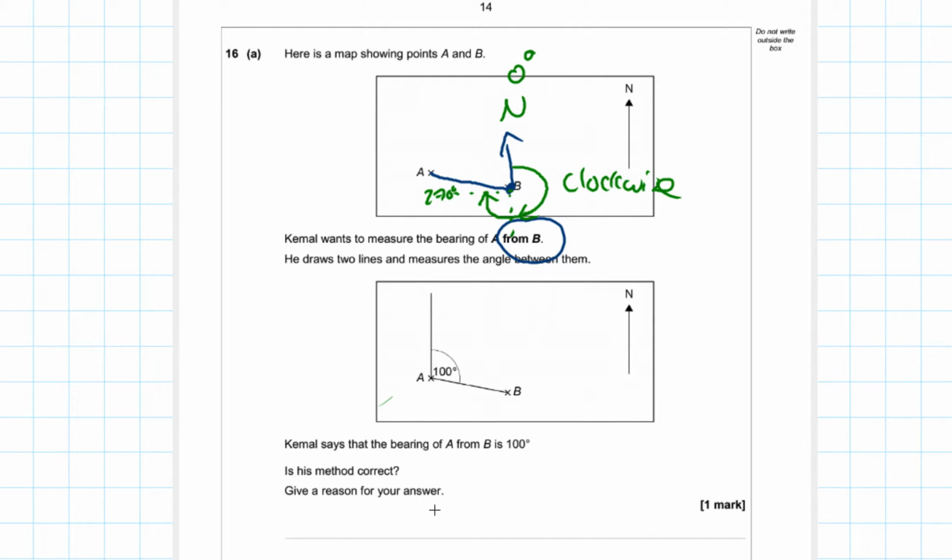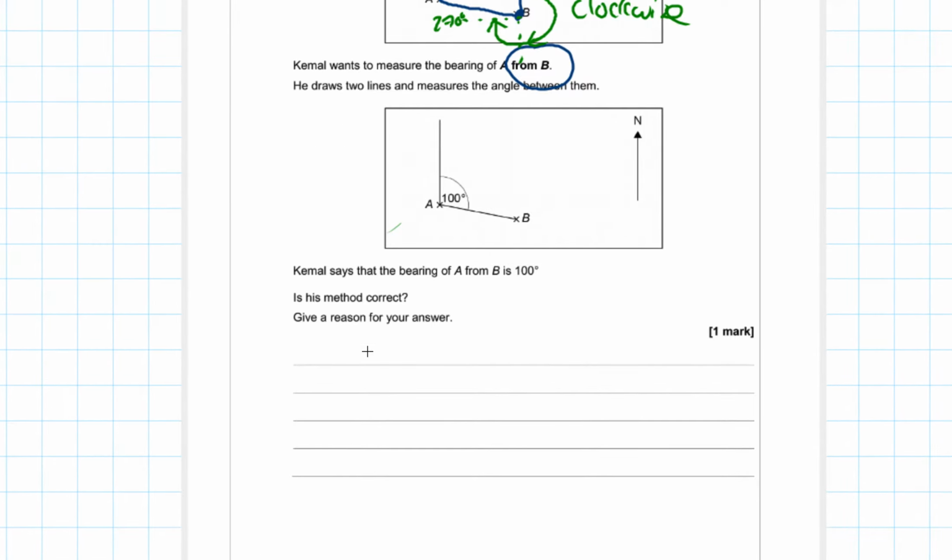Now, you don't have to find the bearing in this answer. Here you could just mention, for example, that he has done B from A. So he's measured from the wrong point. The north line should be from B is another one.